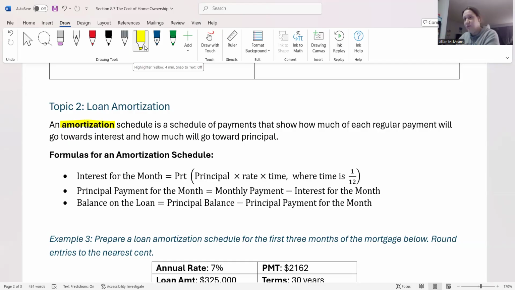But then at some point it flip-flops, and then more of the payment is going to principal than interest, especially towards the very end. Most of your payment's going to go to paying off the actual loan amount. So it's kind of a process. It's tedious for sure. Computer programs would for sure do this, where you just type in some information and it's going to figure it out for you.